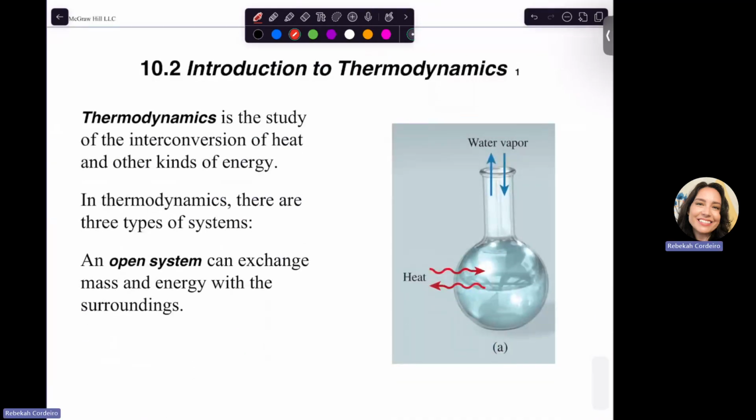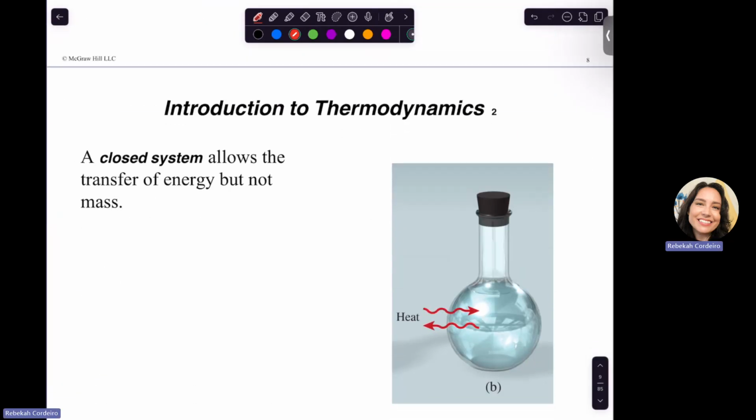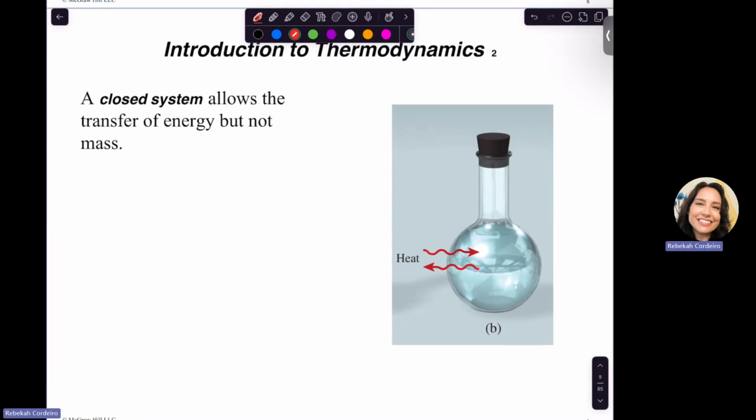All right, so thermodynamics is the study of all these changes. We have different systems in thermodynamics. We have an open system where we can exchange mass and energy. So it would be like an open flask where water vapor is going in and out, and also heat is going in and out. We have a closed system, which is something that you're going to do a lot in lab, where heat can transfer through the glass, but we're not transferring mass anymore, because we've stoppered it up so the vapors of whatever you have in your flask cannot move in and out.